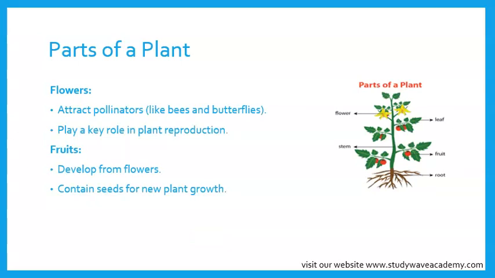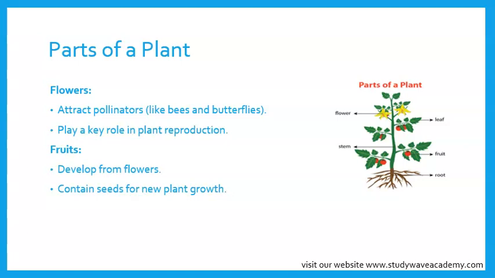We also have flowers. Another part of a plant is flowers. Attract pollinators, play a key role in plant reproduction. The flowers attract pollinators, attract bees, butterflies, and it also helps make seeds for new plants. Okay?